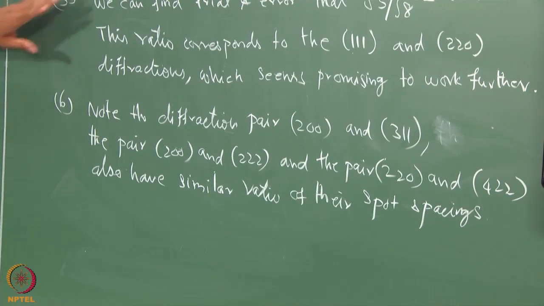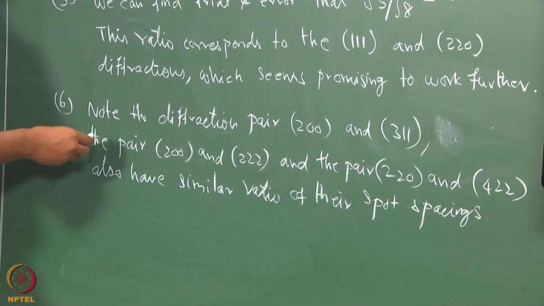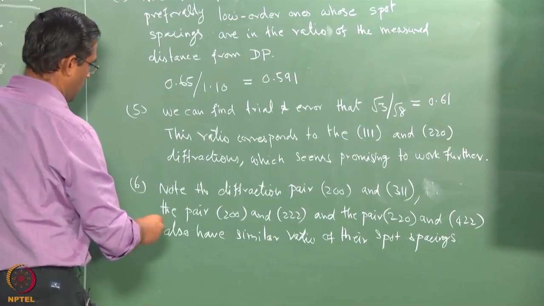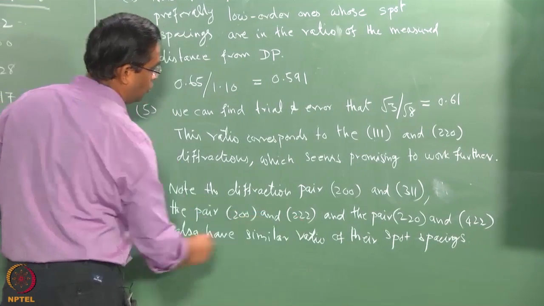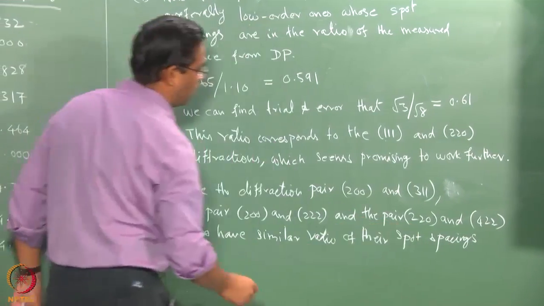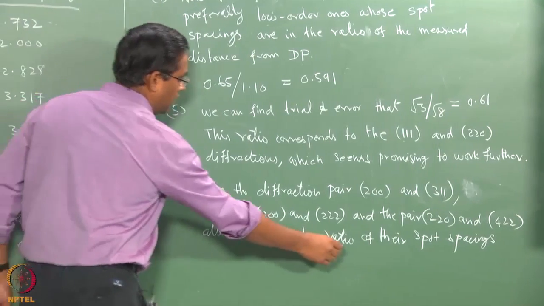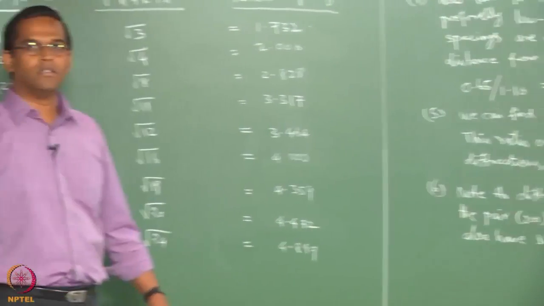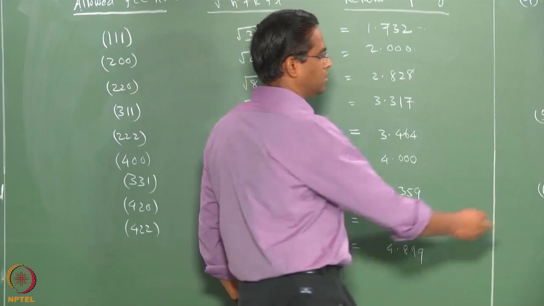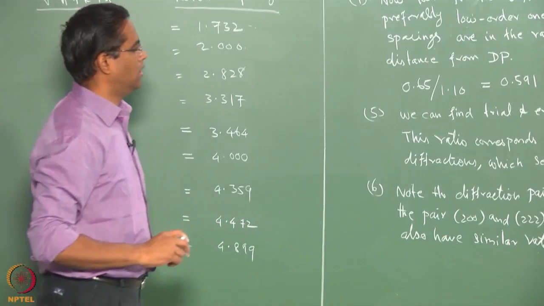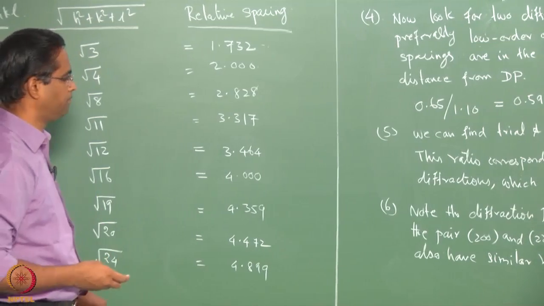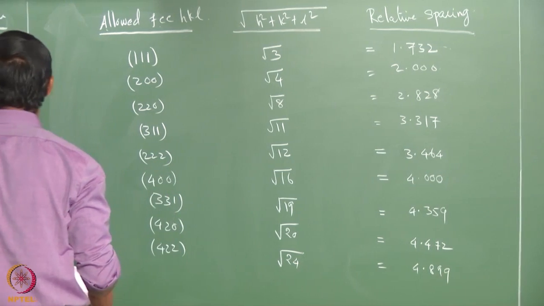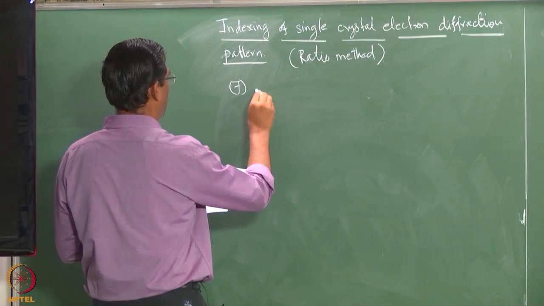So, if we go with this rule, the other diffraction pairs like 200 and 311, the pair 200 and 222, and the pair 220 and 422 also have similar ratios of their spot spacings. So, how to decide which one is correct? Now we have to choose the other set of rules, which is point number 7.